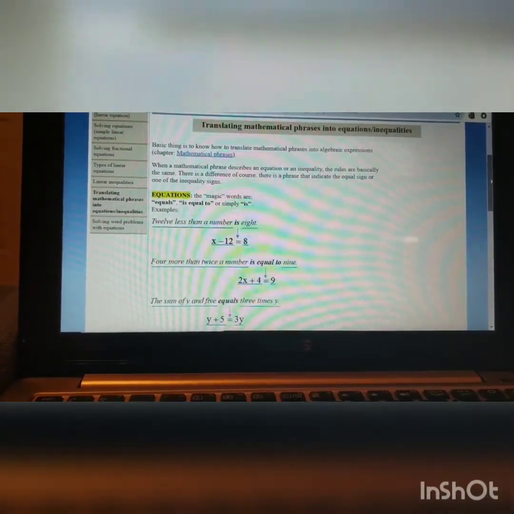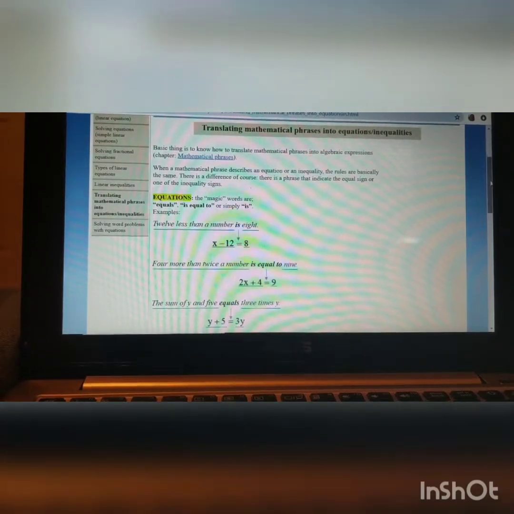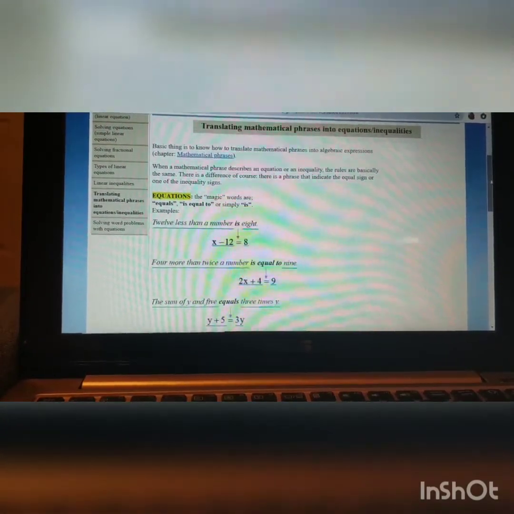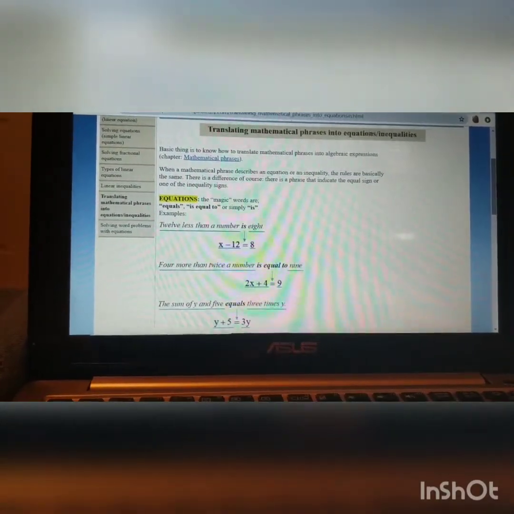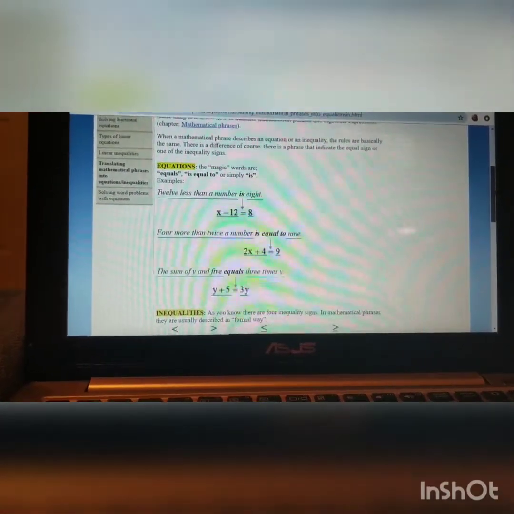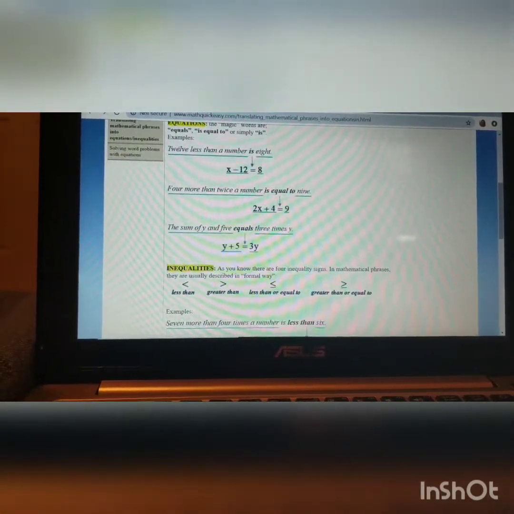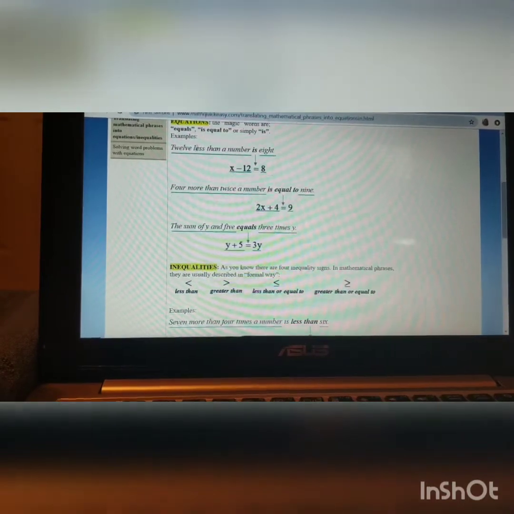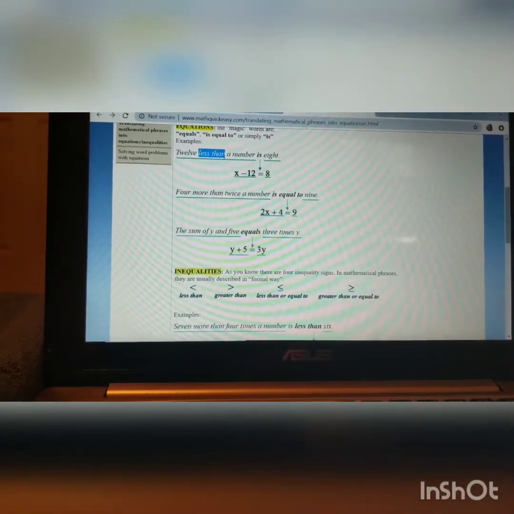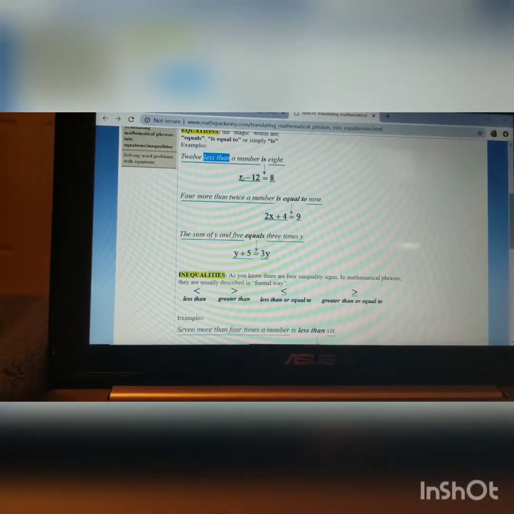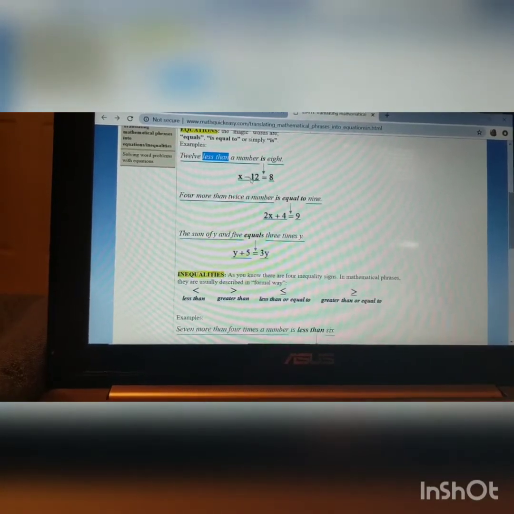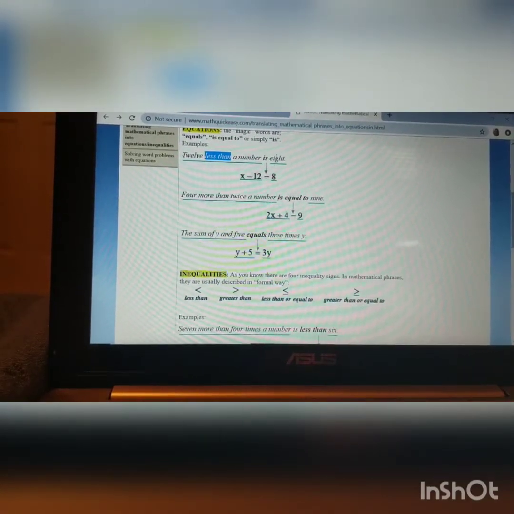So the basic thing to know about translating mathematical phrases into algebraic expressions is to first be able to turn them into an equation. So this is where writing algebraic expressions is really important. The magic words for equation we know are equals, equals to, or simply is. So in this example, 12 less than a number, I know that when I see less than, my terms are supposed to switch. So this becomes a number minus 12 is 8.